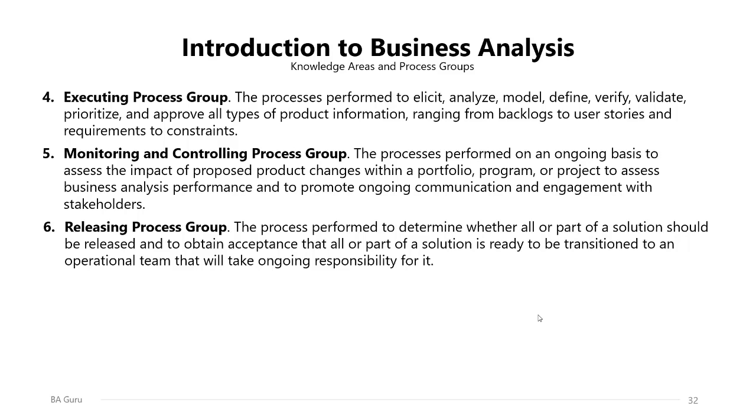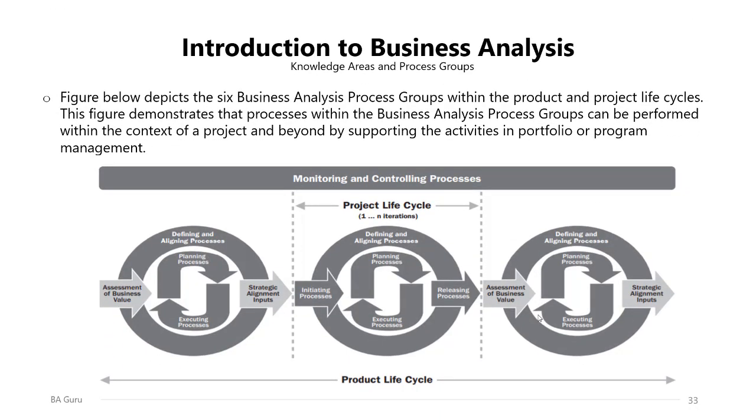responsibility for it. Now, this figure will depict the 6 business analysis process groups within the product and project life cycles. This figure demonstrates that processes within the business analysis process groups can be performed within the context of a project and beyond by supporting the activities in a portfolio or program management.